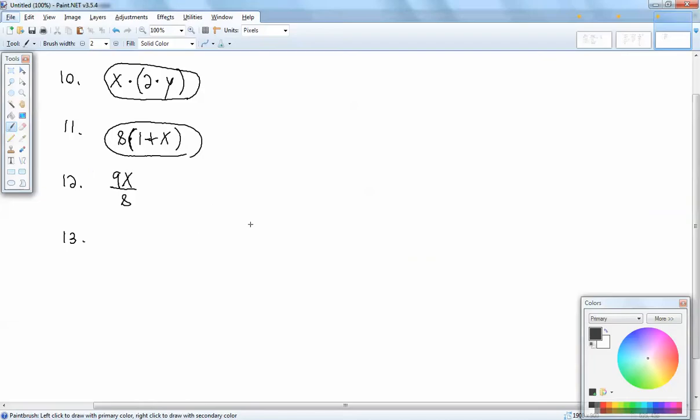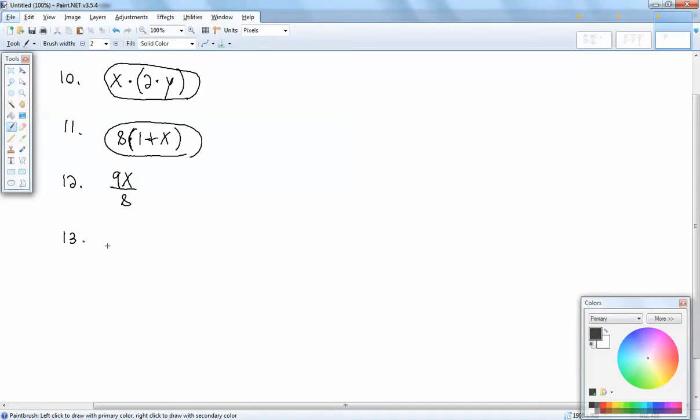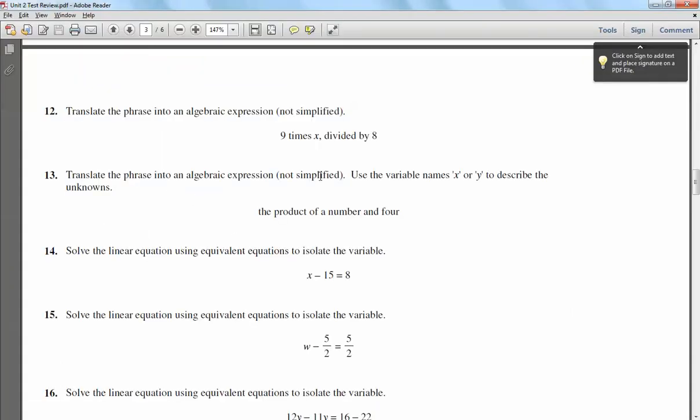13. Okay. The product of a number and 4. Well, I'll use x for the number. Product, there's a connector, the "and," so that says x times 4. And they're not wanting us to simplify these at all, I don't believe. Has it changed? No, not simplified. Well, let's take a look at 14.